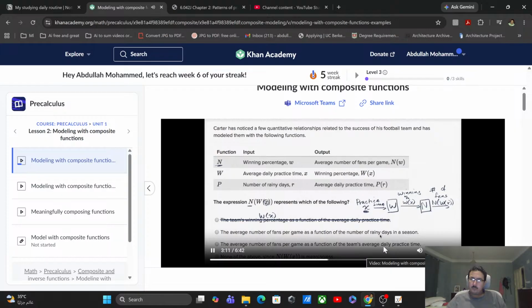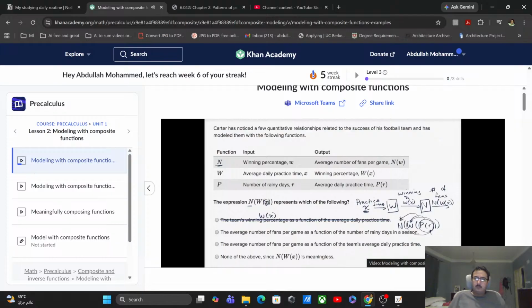You could construct that. In fact, if you wanted to do this, that would be N of W of P of R. So that would have been this choice, where you input the number of rainy days. From that, you're able to figure out practice time. Then you input practice time to figure out win percentage. And then you input win percentage to figure out the number of fans in the crowd. But that's not what we're doing here. We're just starting with daily practice time and getting to fans per game. So let me rule this one out.